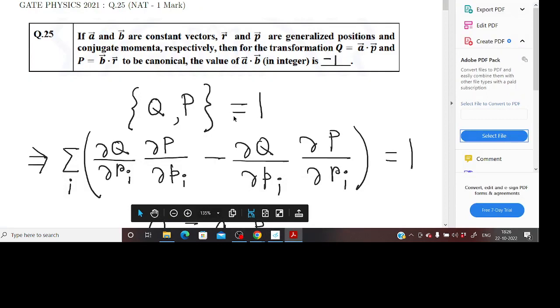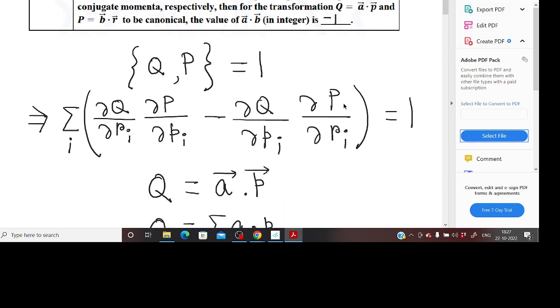Okay. So in this problem, we have to again find out the Poisson's bracket of this capital Q and capital P. But this r and p vectors have multiple components. How many components there are is not important. So if the transformation is canonical, then again the Poisson's bracket of capital Q and capital P will be equal to 1. Now you have to use this formula that I have just mentioned a few minutes ago.